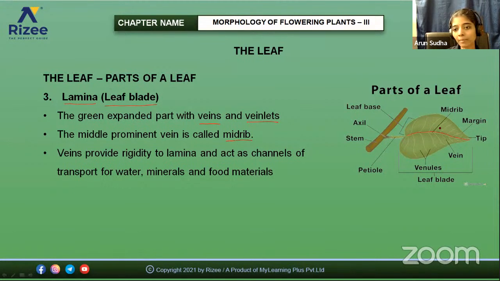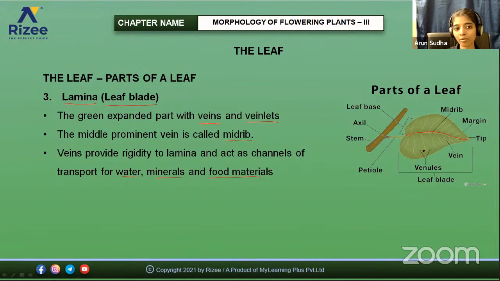So the lamina is sturdy because of the presence of these veins. They give rigidity to the lamina. They act as a channel for the transport of water, minerals, and food materials. Just like the veins in the human body, the transport of material happens through these veins in the leaves.